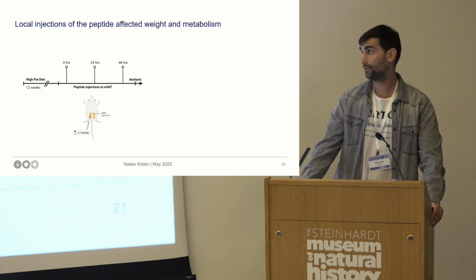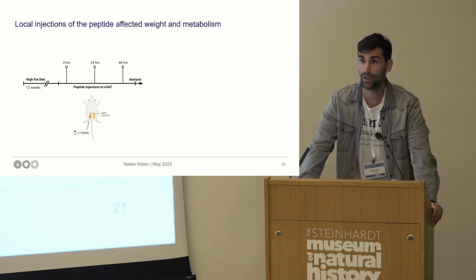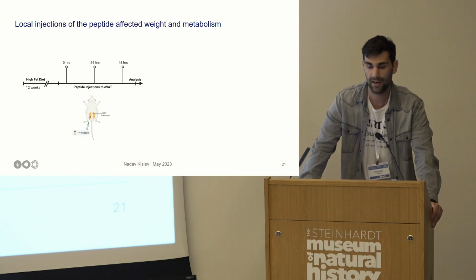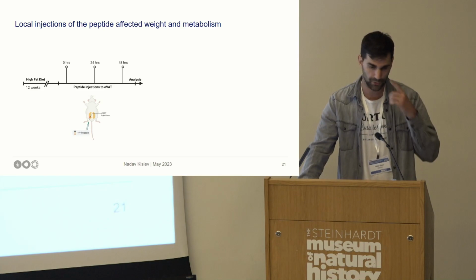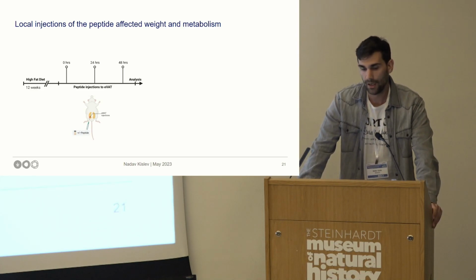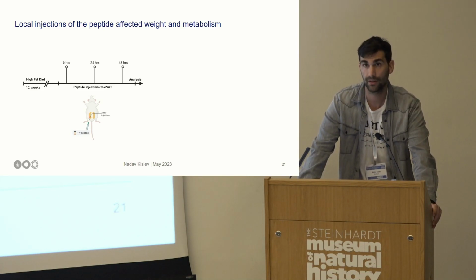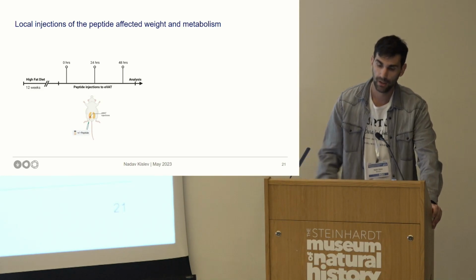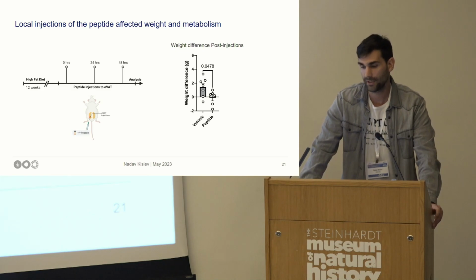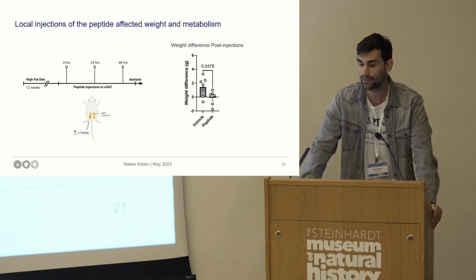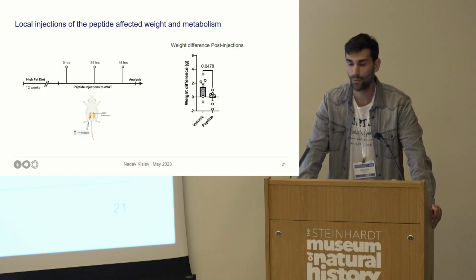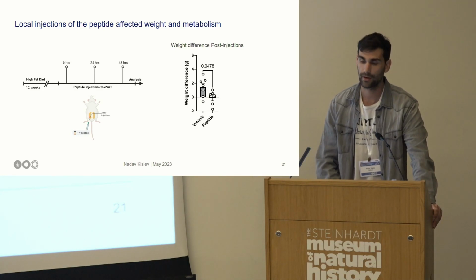We then moved on to an in vivo model where we injected the peptide straight to epididymal visceral adipose tissue of high-fat diet-fed mice. So basically, we used diet-induced obese mice. And after 12 weeks, we injected them with saline with and without the peptide 3 separate times. And then the first analysis that we did is measuring the weight difference. And we saw that the peptide-treated group stopped gaining weight compared to the vehicle group.